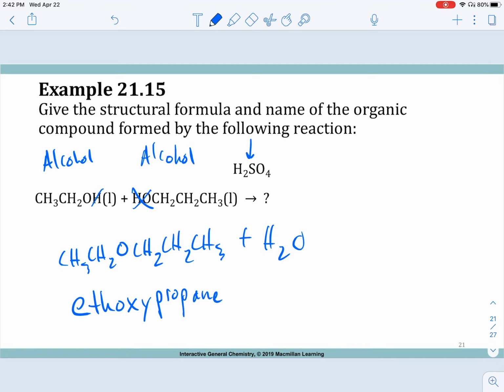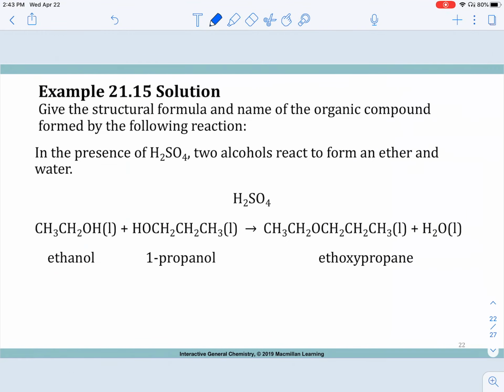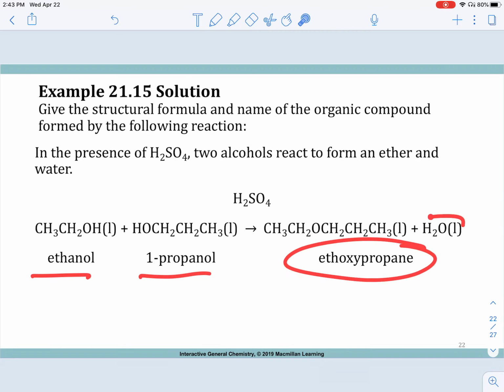So just a little bit of practice, recognizing reactions between alcohols. Okay, almost done here. Also shows this is ethanol, this is 1-propanol to give ethoxypropane plus water for that one.